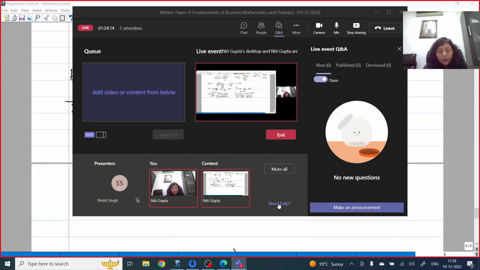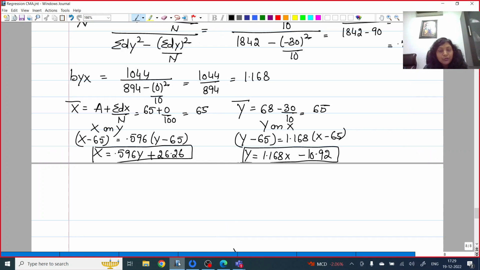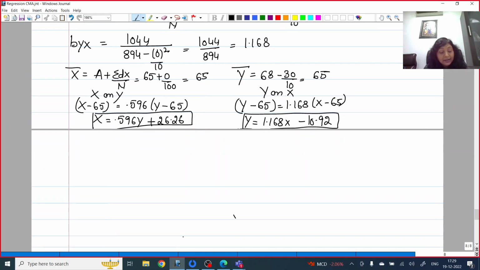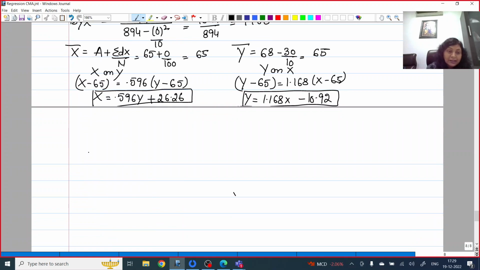So till now we have computed regression coefficients using three methods: the actual mean method, the direct method, and the shortcut method. It is a little complex in calculation, but if you understand the concept, it is very similar to correlation. Now we have to move to the third method, again the shortcut method. In the shortcut method we have the step deviation method as well.